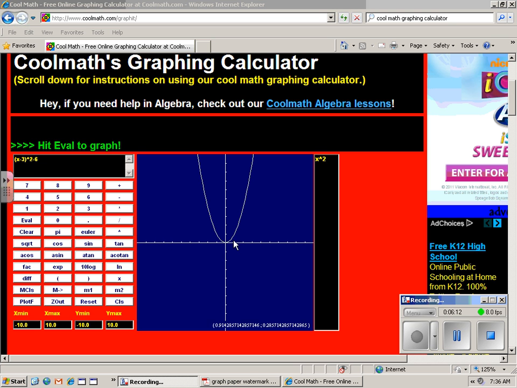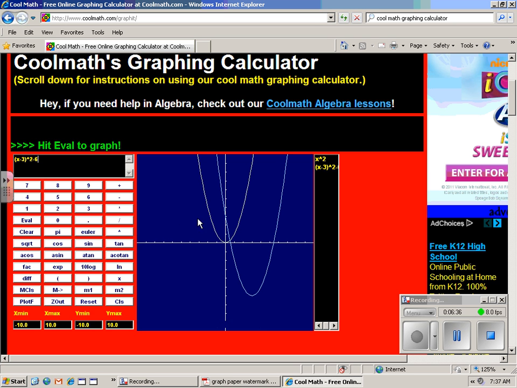Here's our regular x squared parabola, and here's what I've done to it. I've messed it up. Tell me what I did to it. So I subtracted 3 inside the parentheses. I subtracted 3 before I squared it. What's that going to do? And then I subtracted 6 out on the end. What's that going to do? So think about it. You might pause the video here. I'm going to go ahead and hit equals, or enter, I mean. And there's my graph.